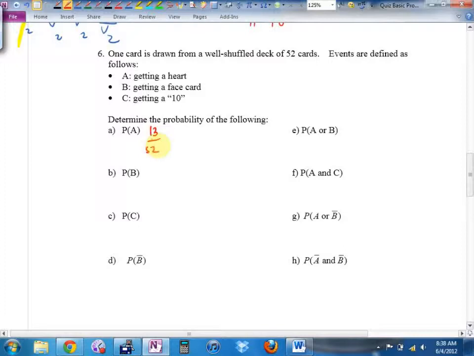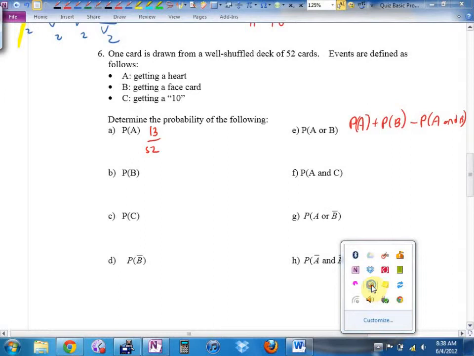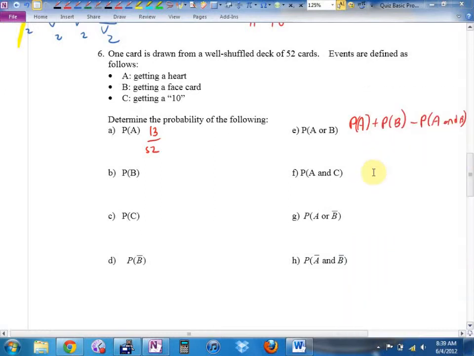A or B. This is going to be A plus B minus the overlap. I could use the equation.